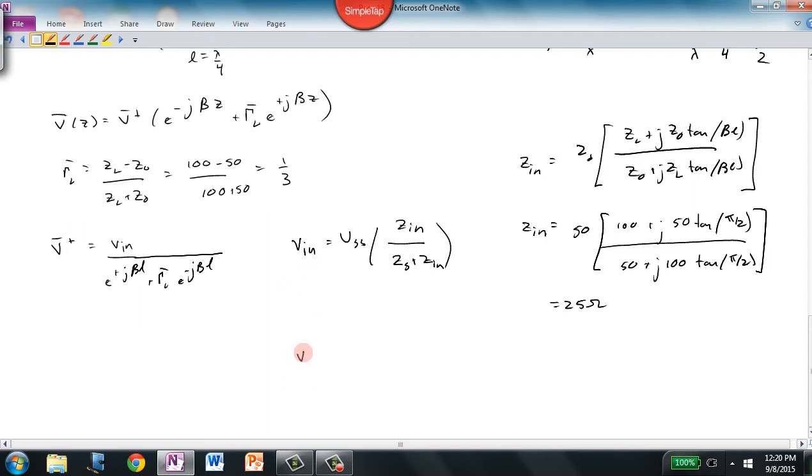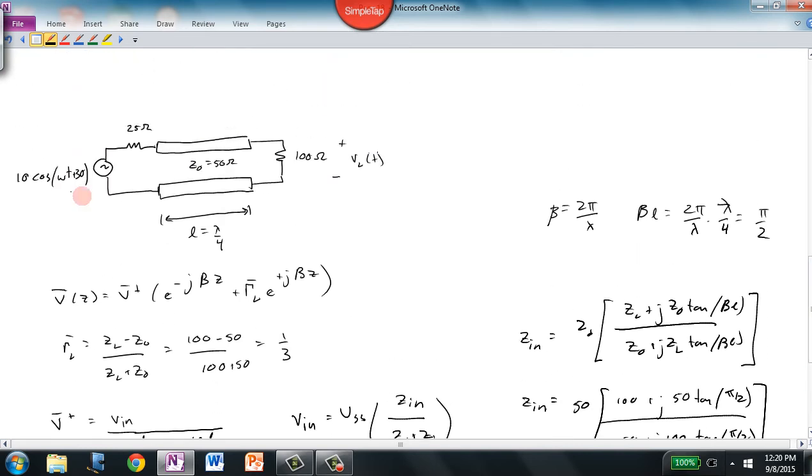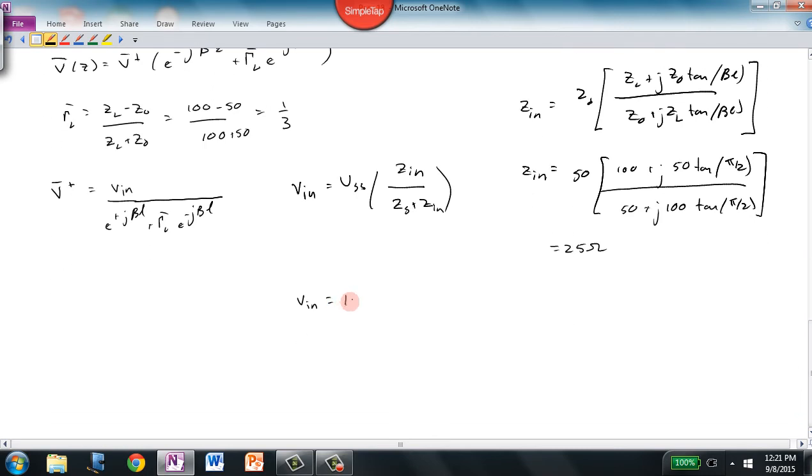So we can now calculate the input voltage. V in is going to be 10 e to the j30, that's the phasor form. So we take the source voltage, multiply it by 25 and divide the result by 25 plus 25. That's just going to scale this by 1/2. So we get 5e to the j30 as the input voltage.